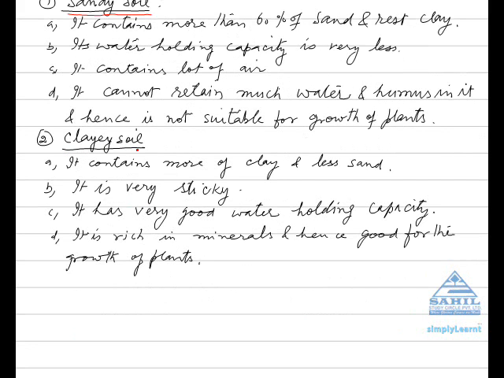Number 2. Clay soil. A. It contains more of clay and less sand. B. It is very sticky. C. It has very good water holding capacity. D. It is rich in minerals and hence good for the growth of plants.